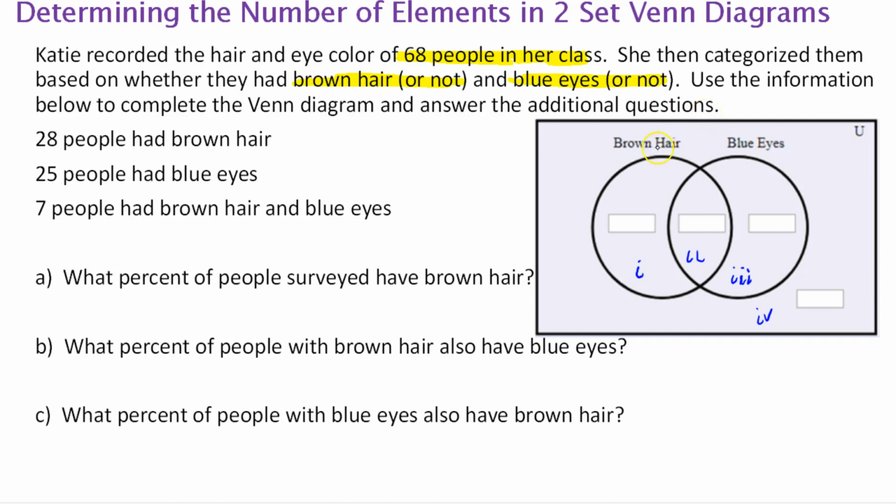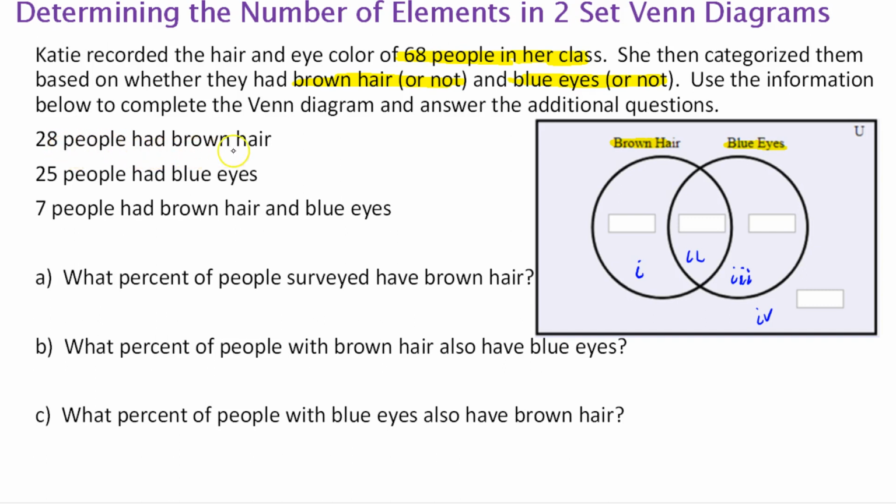So here's our Venn diagram. This circle is labeled brown hair. So this is people with brown hair, and outside would be people who don't have brown hair, which could be blonde, black, purple, whatever. And this circle represents people with blue eyes, and outside it would be people who don't have blue eyes, brown, green, or whatever it may be. So let's look at the information they gave us.